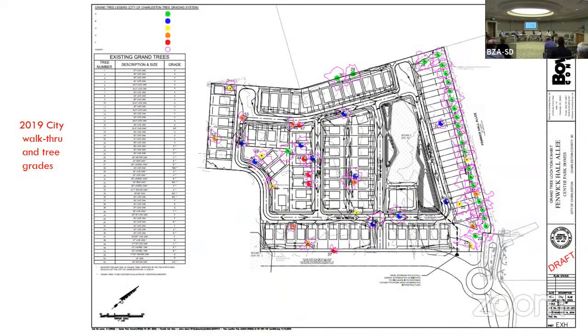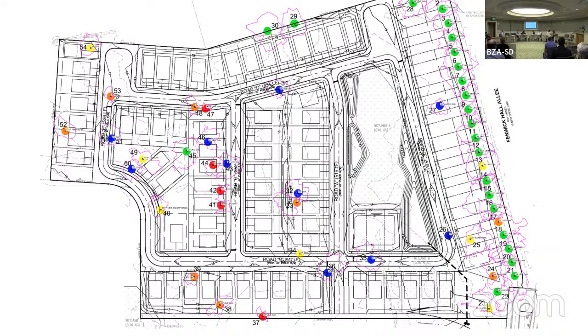So this was the 2019 walkthrough. We did not pick up all the grand trees on this walk. They had to go back and survey additional trees. We either walked past them or we didn't stop and visit for whatever reason. And this kind of shows canopies of the trees. They kind of did some canopy study. That's the faint little purple line around each tree.